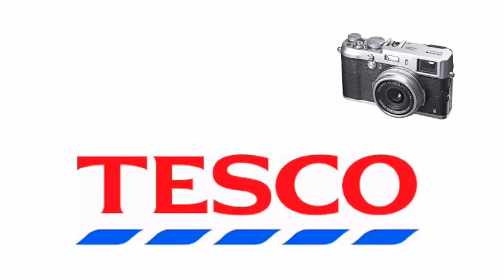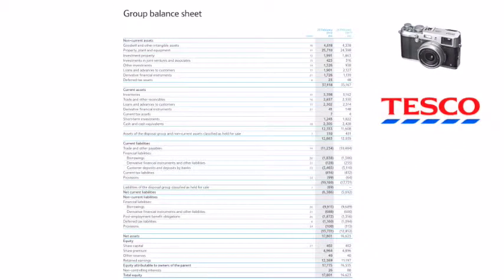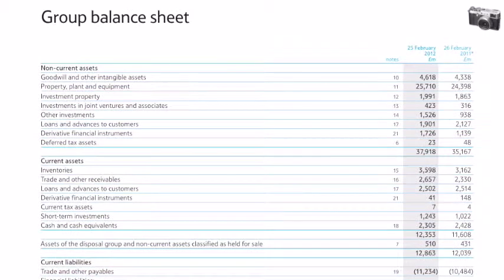In this example, we will use Tesco, a major supermarket in the UK. Here is Tesco's balance sheet. The top half of the balance sheet shows the assets of the business. The lower part of this has a section called current assets. Current assets are things such as inventory, also known as stock, trade and other receivables, also known as debtors.